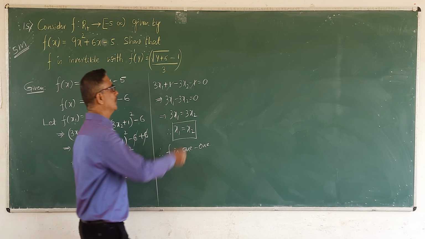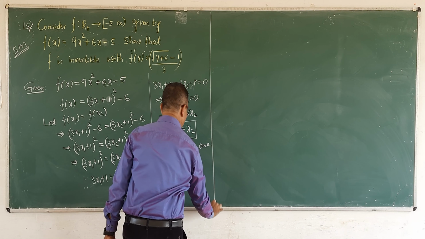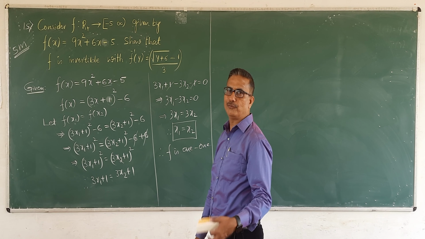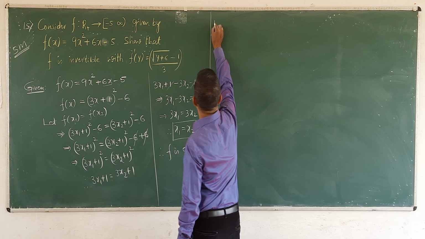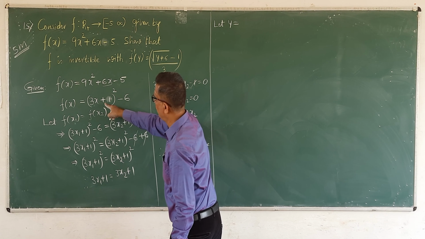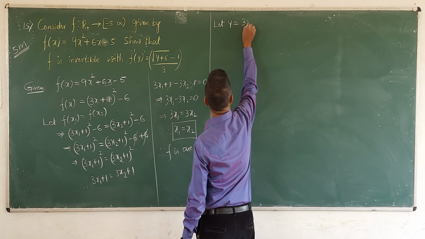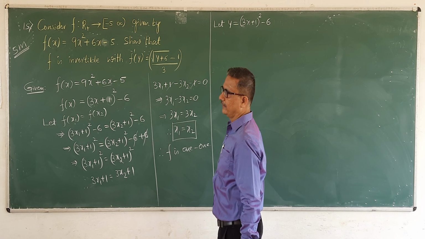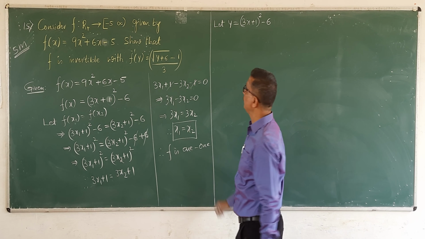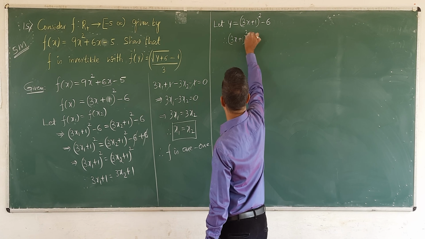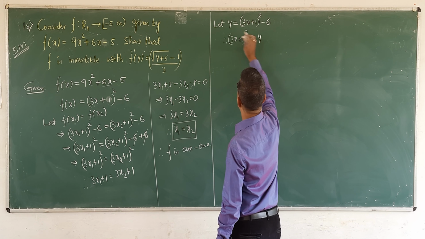Now to prove that it is onto, codomain is equal to range. Mathematically, let y is equal to f of x. What is f of x value? 3x plus 1 whole power 2 minus 6. Using this to find the value of x. Therefore, 3x plus 1 whole power 2 is equal to y.